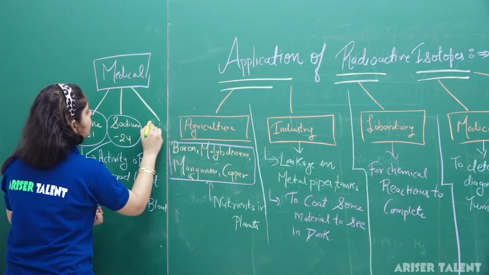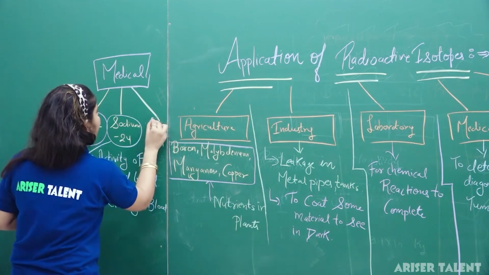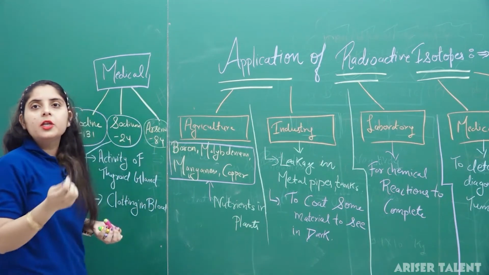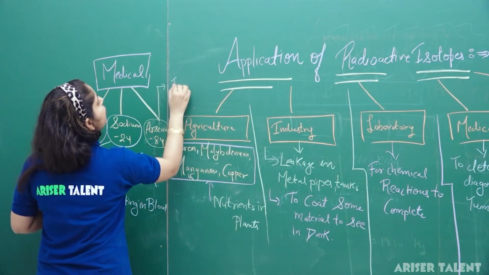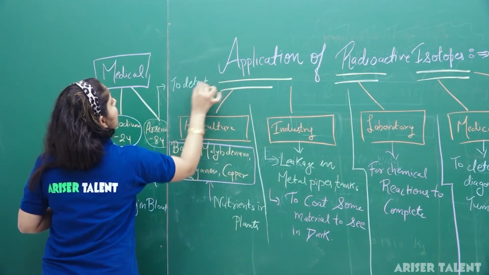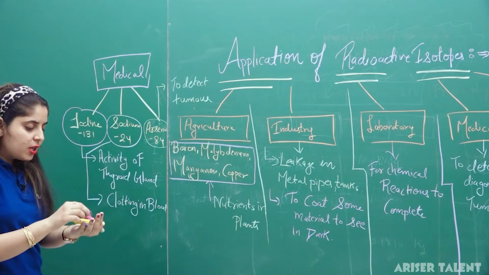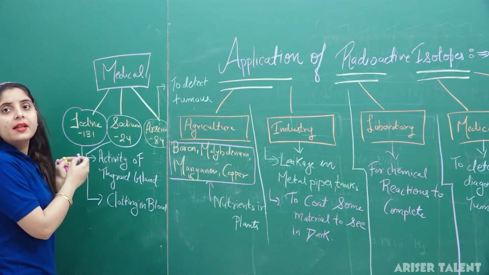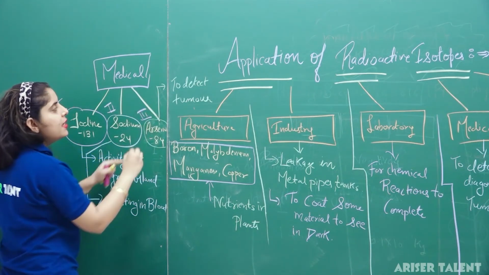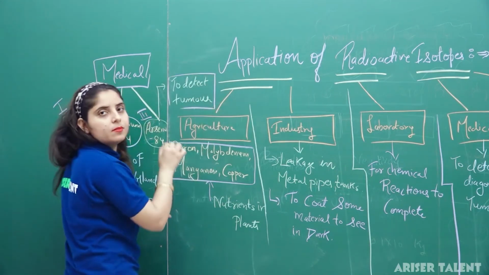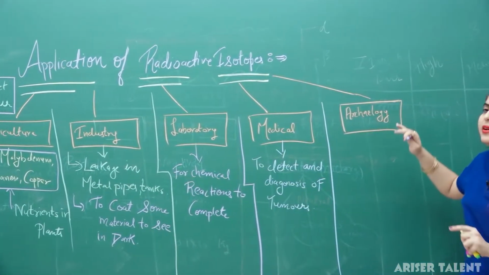Our third element is arsenic 84, and this arsenic 84 is going to detect the tumor in the brain. So the application of arsenic 84 is to detect tumor in the cell. So these are the three applications of radioactive isotopes in the medical field. First is iodine, second is sodium and third is arsenic, which is used to detect the tumor in the brain.